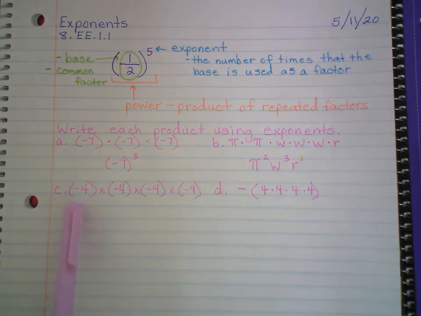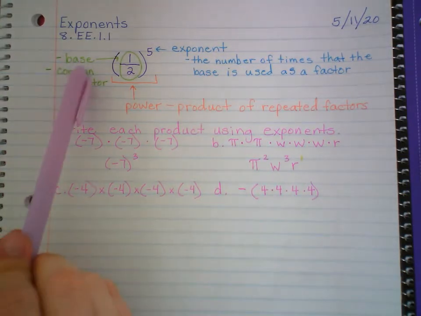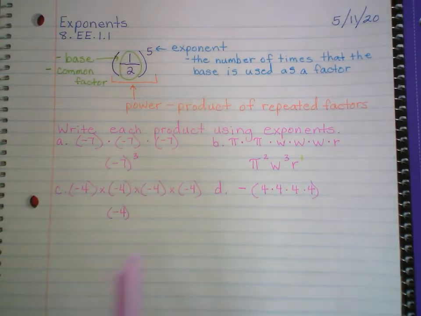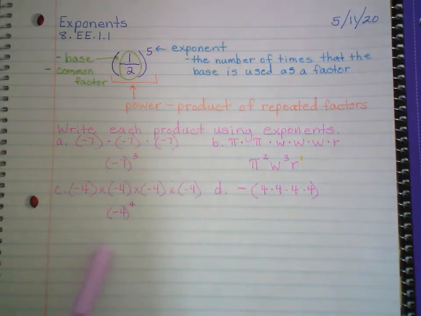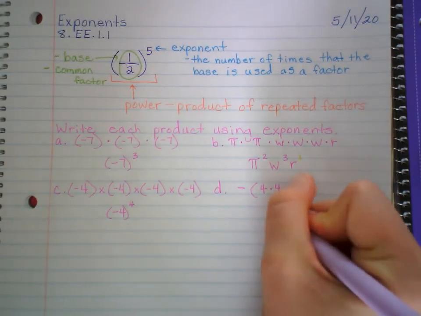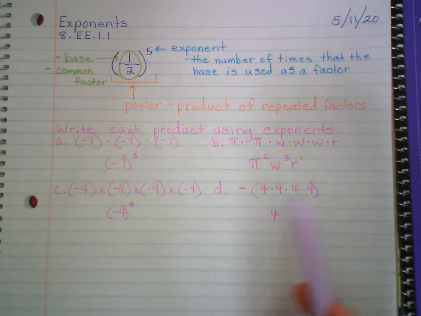So negative 4 is being multiplied by itself 4 times. So that means negative 4 is our base. It's our common factor. So negative 4, and then how many times was negative 4 used as a common factor? How many times was it multiplied by itself? 1, 2, 3, 4. So negative 4 to the 4th power is just negative 4 times itself 4 times. Okay, whereas D, we have what's being multiplied by itself each time? A positive 4. So the base is a positive 4. And it was multiplied by itself 4 times.